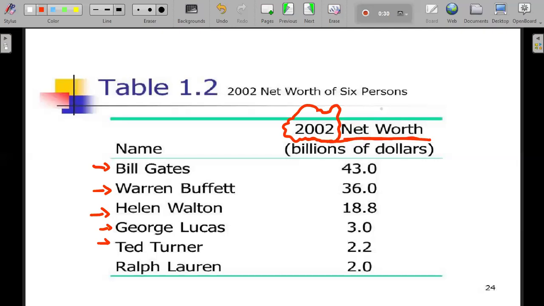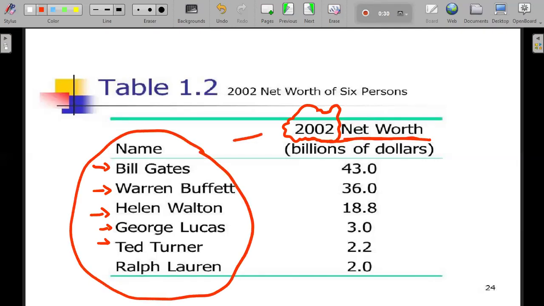Data that is collected on different elements at the same time is called what? Cross-sectional data. You can see the data: this one had 43 billion, this one had 36 billion, that one 18.8, and then 32, and 2.0 there. So that's the cross-sectional.